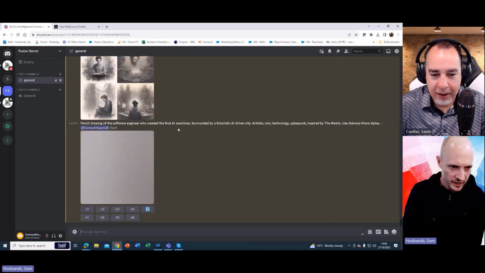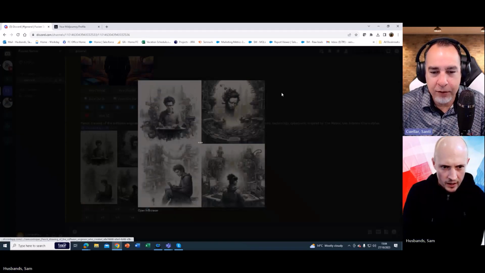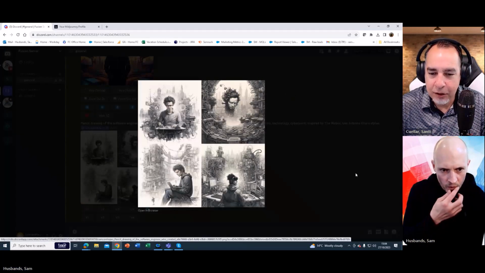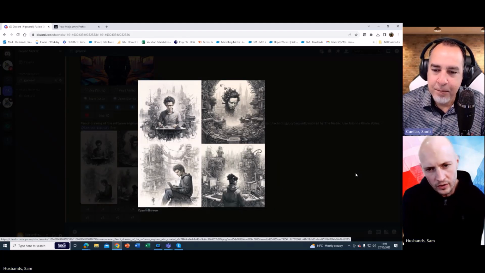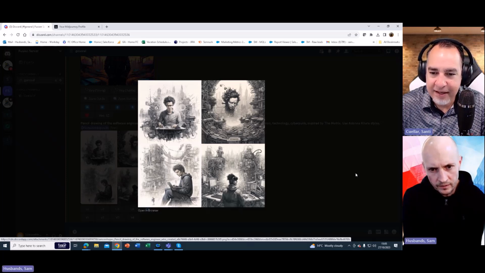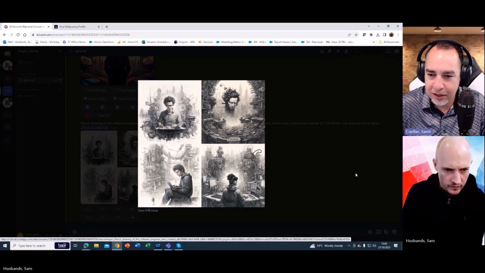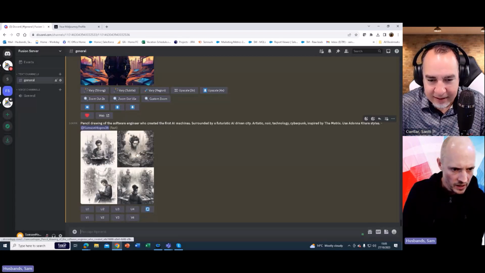Look, so very nearly done. Oh my goodness. Now the detail in these is magnificent. This is mind blowing. Look at the detail. Look at the tones and the edges. And wow. Is that a hand? Yes. Let's upscale the first one.